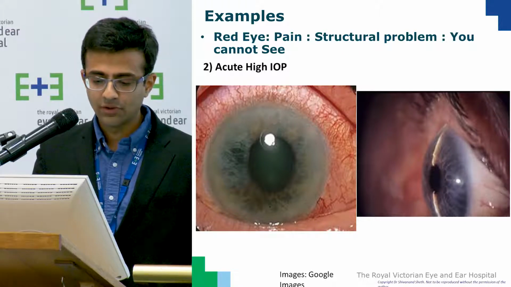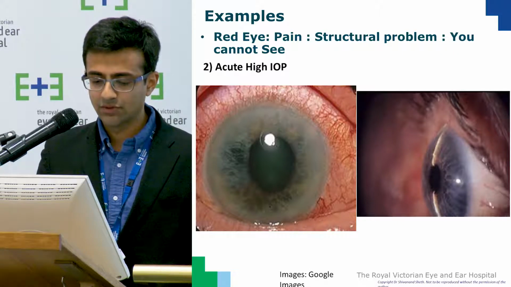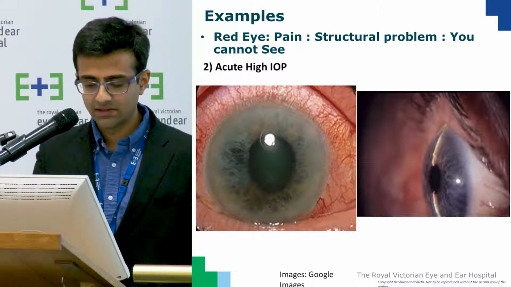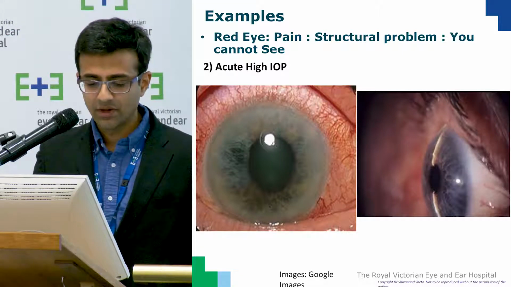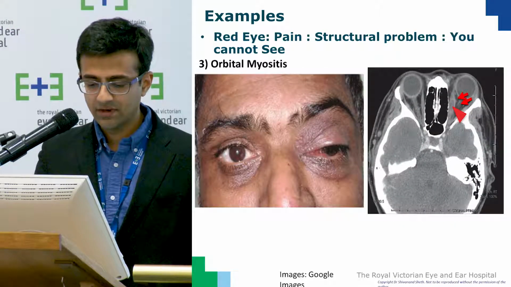Acutely high IOP also gives a red eye with really bad pain. The key factor is that the anterior chamber will be very shallow. We call that acute angle closure. The pupil will be non-reactive and mid-dilated because the eye is under so much pressure, and sometimes you can have iris changes. But the source of pain is the sclera.